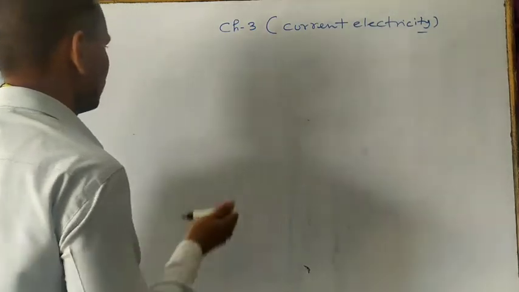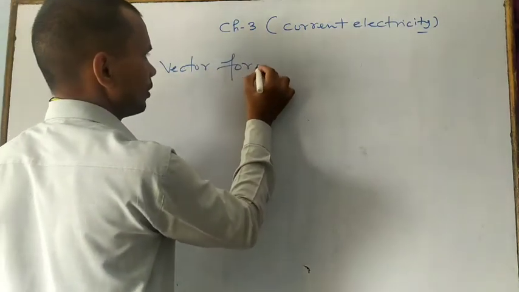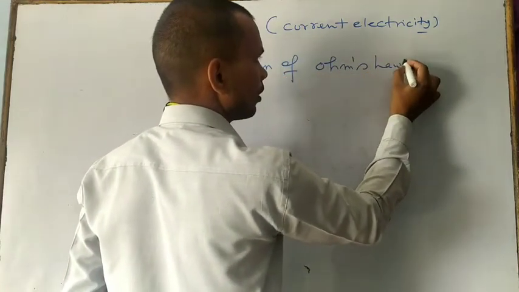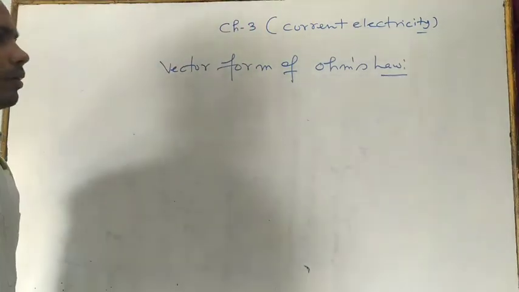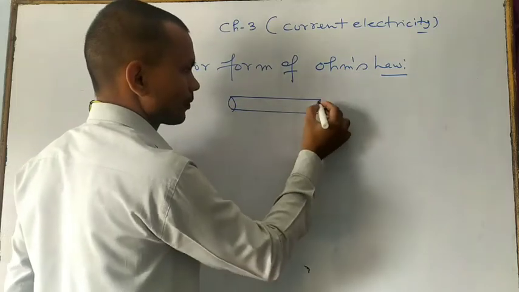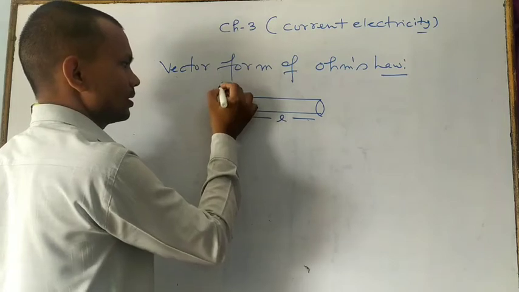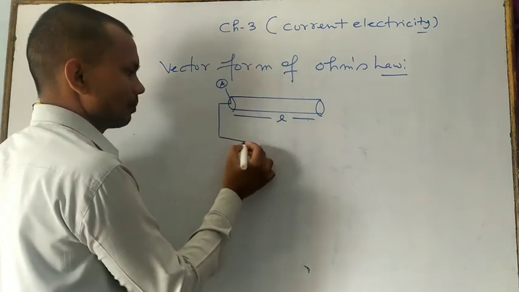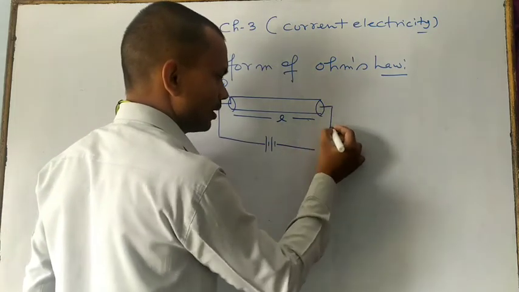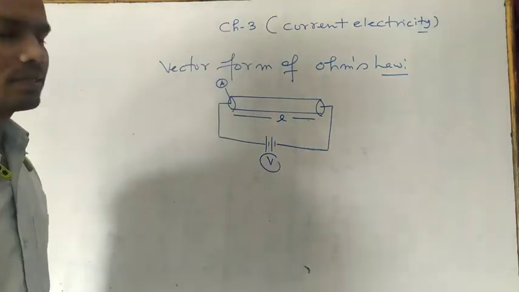Now after this one, we are going to discuss about the vector form of Ohm's law, right? Suppose here one conductor is there, and the length of this conductor, we are saying that this is L. Cross sectional area, suppose this is A, and suppose this is connected with the battery, and the potential difference across the ends of this conductor, suppose we are saying this is V.